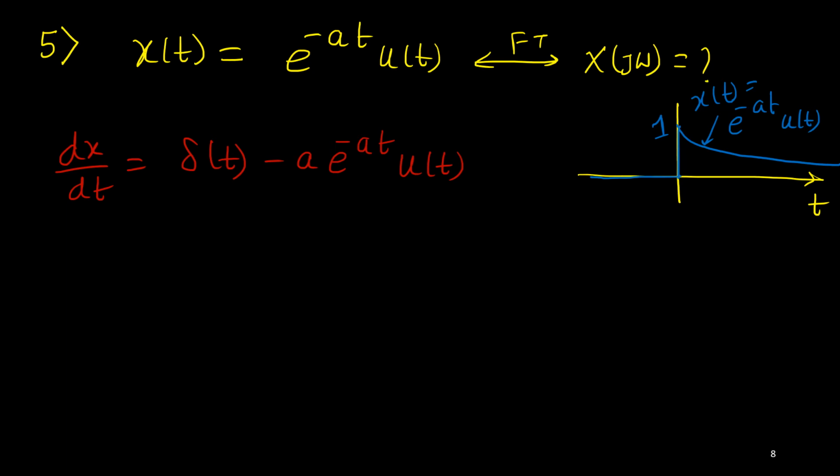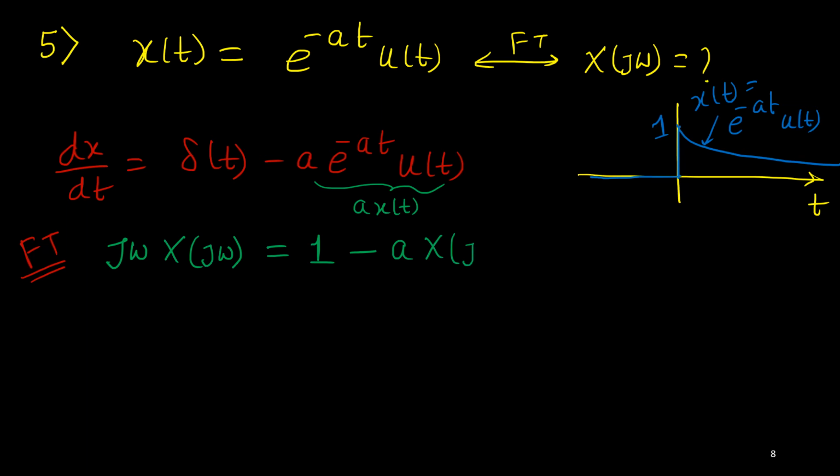Now if you take the Fourier transform on both sides, what will you get? By the differentiation property, the left side is j omega capital X of j omega, and on the right side, the Fourier transform of delta t is 1, and this other term is exactly minus a times x of t, so its Fourier transform will be minus a times capital X of j omega.